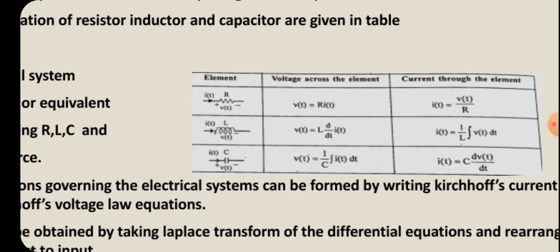Next is the case of the capacitor. Let i(t) be the current through the capacitor and v(t) the voltage drop across the capacitor. In that case, v(t) will be equal to (1/C) ∫ i(t) dt. Similarly, i(t) for the capacitor can be written as C dv(t)/dt. You should learn all these equations by heart.